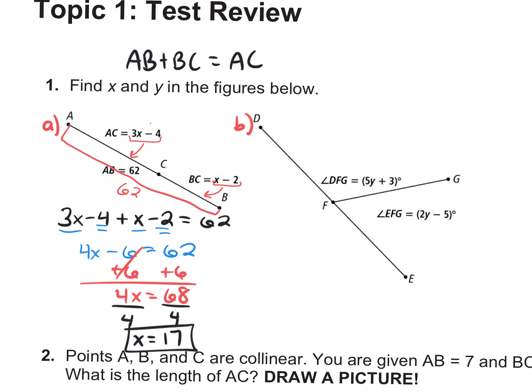What if the question asked you to find the value of BC? What would you do? Go for it, Toby. You subtract the, I don't know. We found x is 17, right? Well, BC equals x minus 2, so what do I plug in? Oh, you plug that in. There we go. We plug in 17 into whichever one we need to find.